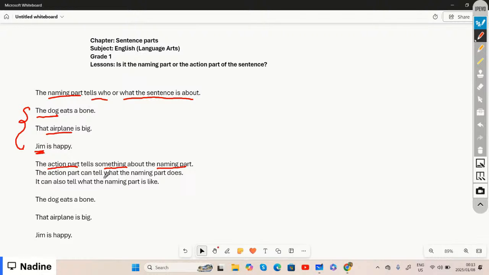And we said the action part can tell what the naming part does, and it can also tell us what the naming part is like. So it either can tell us what the naming part does, or what the naming part is like. We're going to look at a few examples. In these three examples, one will tell us what the naming part does, or what the naming part is like. Remember, the naming part can be a person, a thing, or an animal that does the action. But now we are focused more on the action that the naming part does.